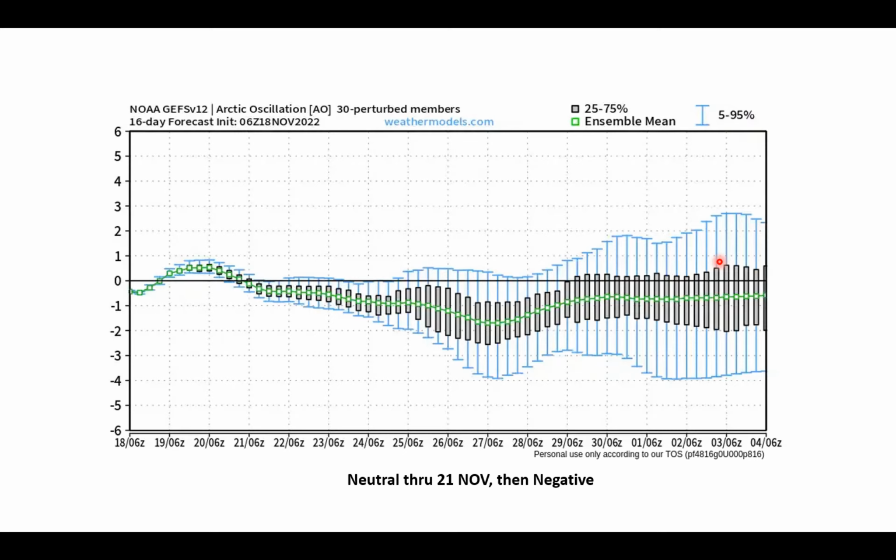Then finally, the NOAA GEFS version 12 AO 30-member forecast. The green lines are the ensemble mean, showing again neutral conditions of the AO through 21 November, then dropping off significantly negative actually on the GFS ensemble.